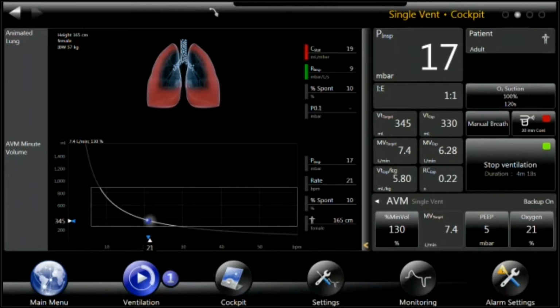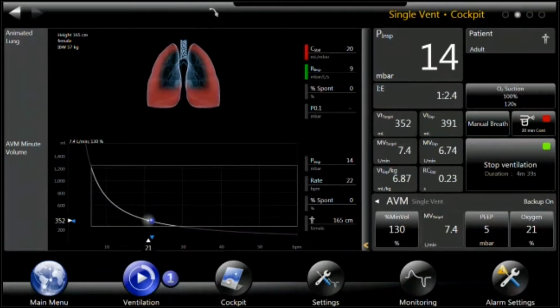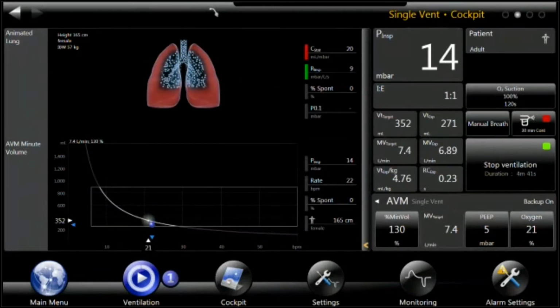And now I changed the resistance of the patient. So now you see that this window, which was before very rectangular, is getting more and more square. And now the tidal volume increases and the respiratory rate decreases. That means, and now you see here, the expiratory time constant is also rising.